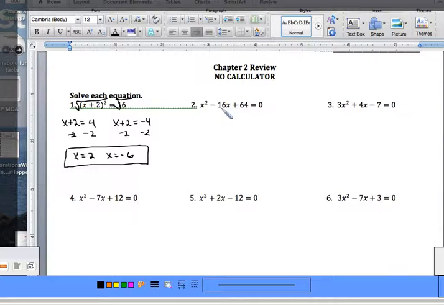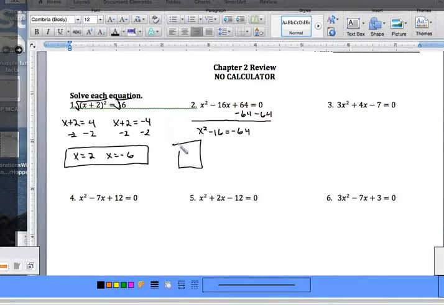The next one to solve, we can't use square roots, so we could complete the square. We could try factoring. I see that this one is even here, so I'm going to solve by completing the square. I'm going to subtract 64. And again, you could try factoring this as well. So let's see here.